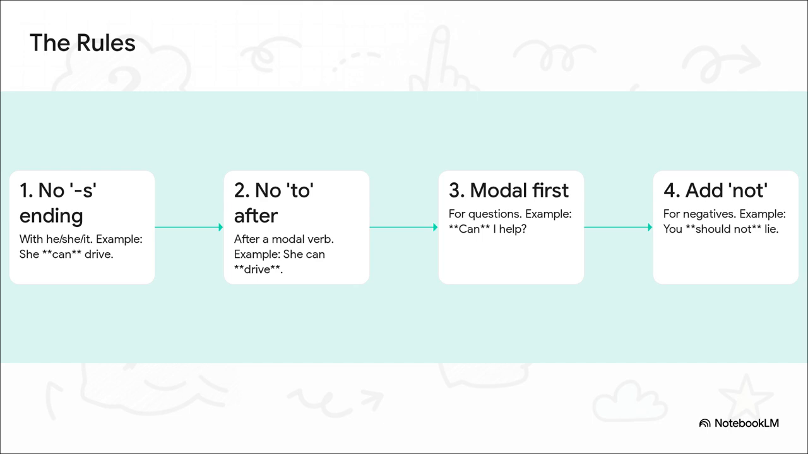Rule 3, for questions, the modal verb just jumps to the front. Easy. Can I help? And finally, rule 4. To make something negative, you just pop a not right after it. You should not lie. Seriously, that's the foundation for everything.